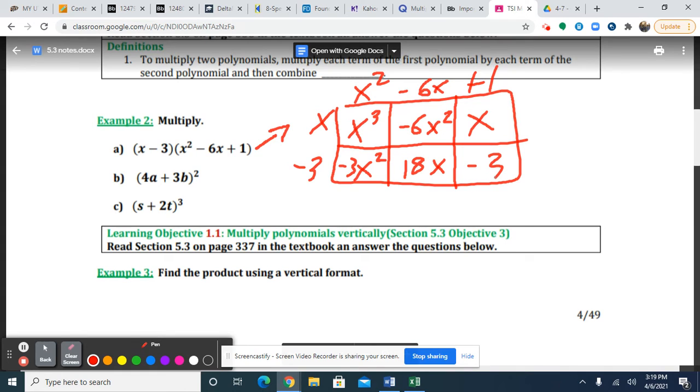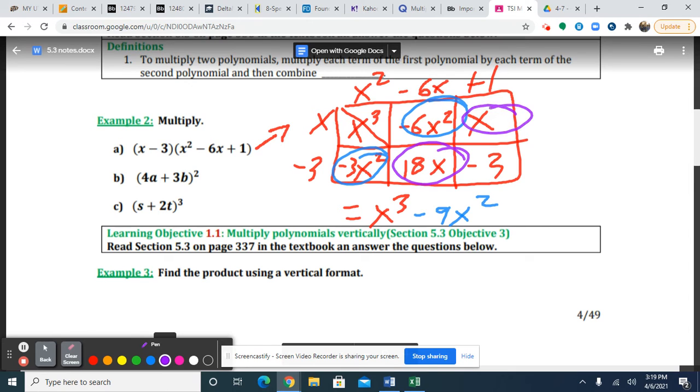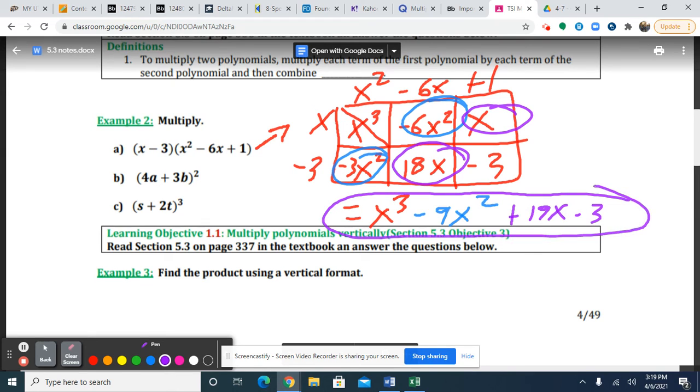Now to write out our answers, we're going to combine our like terms. We start off with the first one, x cubed. There's nothing else there, so that's it. Then we have negative 3x squared and negative 6x squared. We can combine these two right here, which ends up at negative 9x squared. And then we have our second set, which is 18x plus 1x, which is going to be 19x. And then we don't have any other number left, so we have negative 3. And that would be our answer.